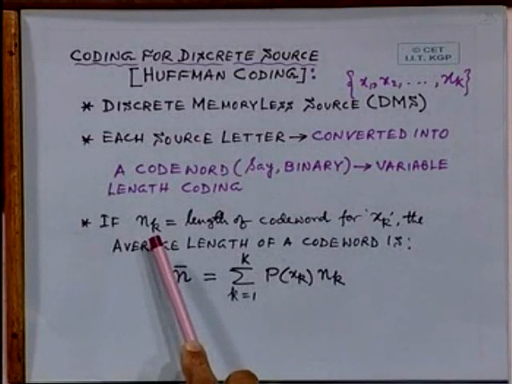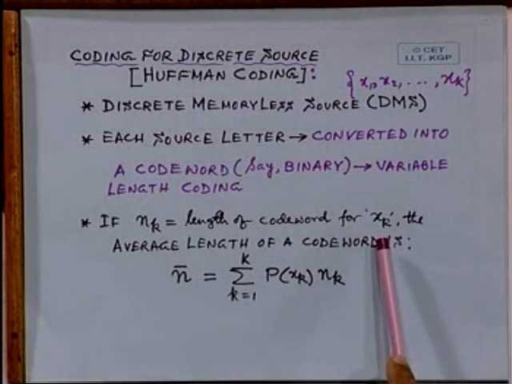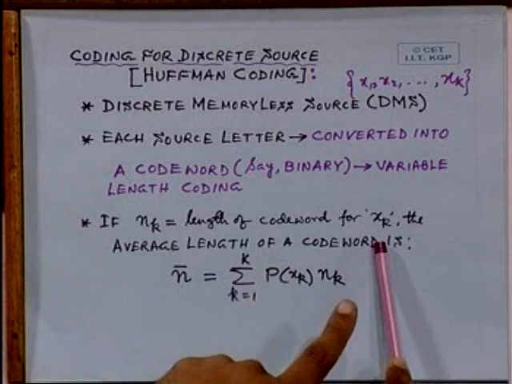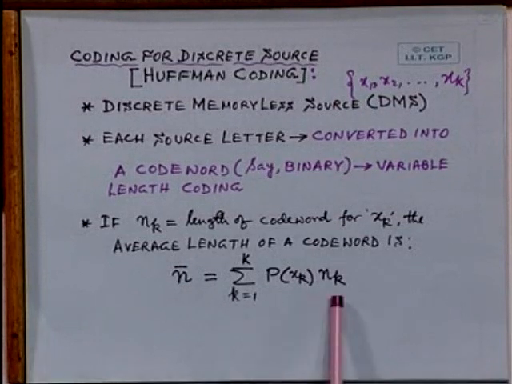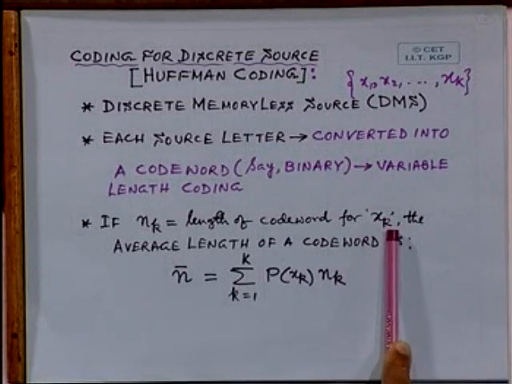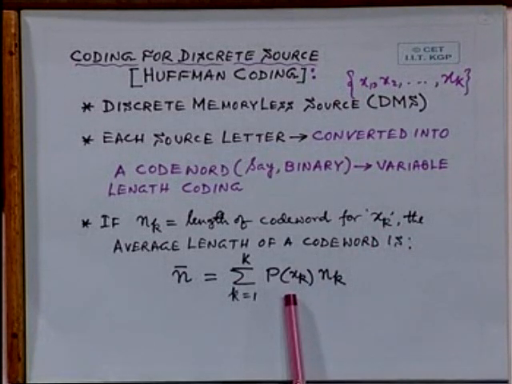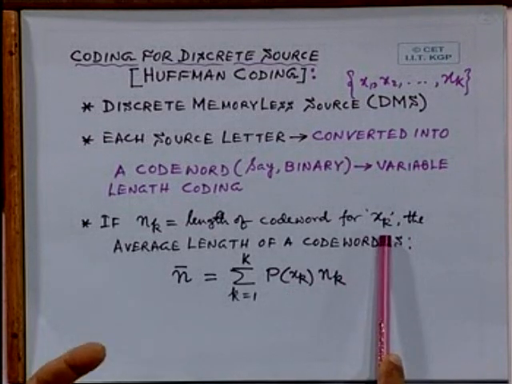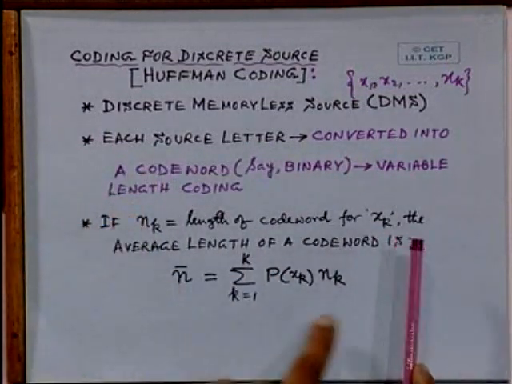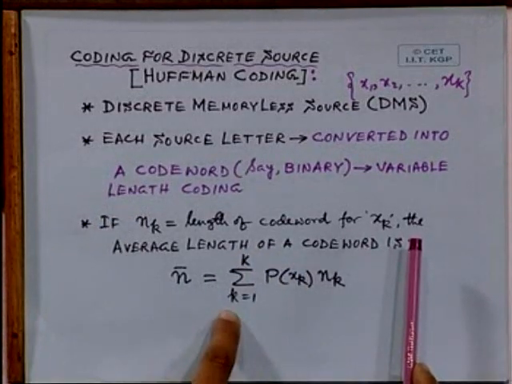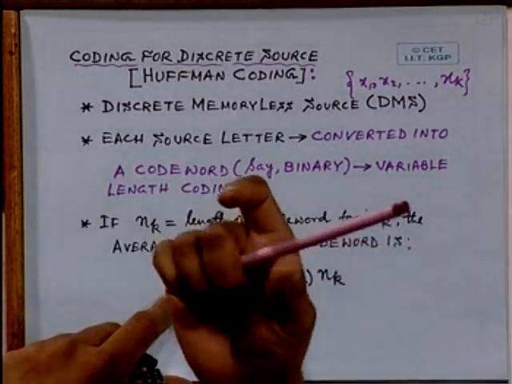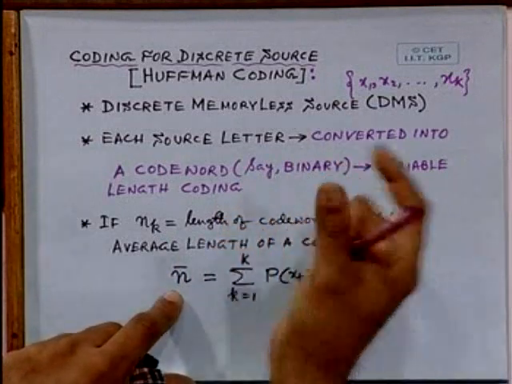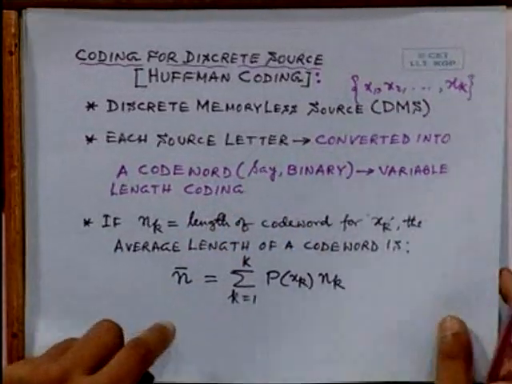Now, if nk is the length of the code word representing a letter xk, then I can come up with an average length of the code word, n bar, simply by this. Check this expression, is it not correct? A letter xk has a probability p of xk of occurrence, and if the length of the code word which I am assigning to xk is nk, then I sum over all the letters from k equal to 1 to capital K, and what I get is the average length in binary digits of a code word for one letter of that discrete memoryless source. Fine.